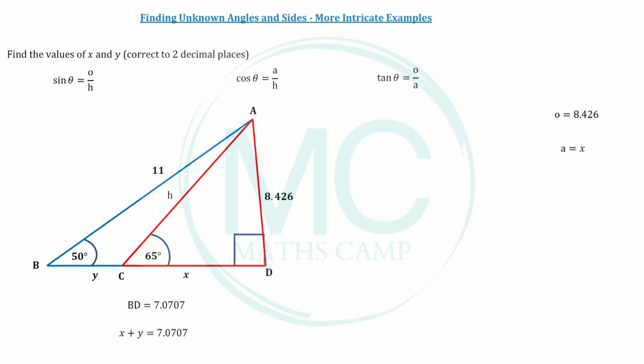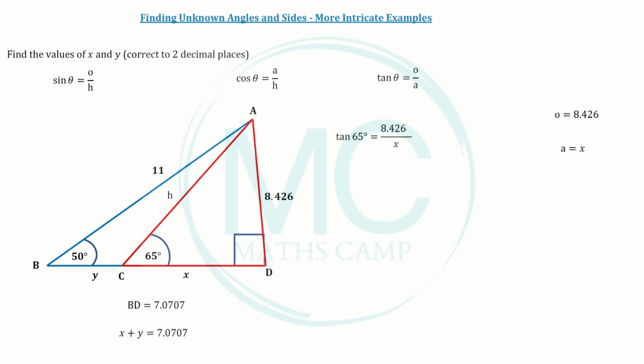So we need to use a ratio that includes opposite and adjacent. Our tan ratio uses both. So now we can say tan, instead of theta, let's use our angle of 65 degrees, is equal to the length of the opposite side, 8,426, over the adjacent side, which right now is simply x.